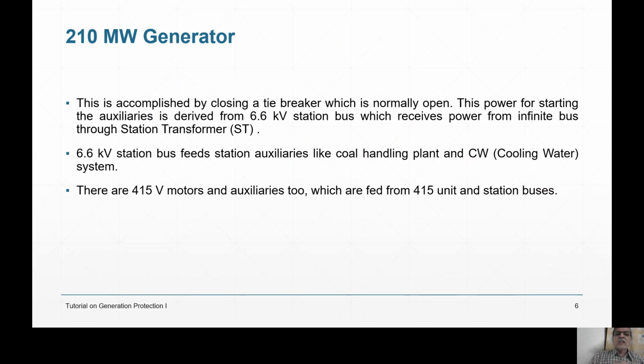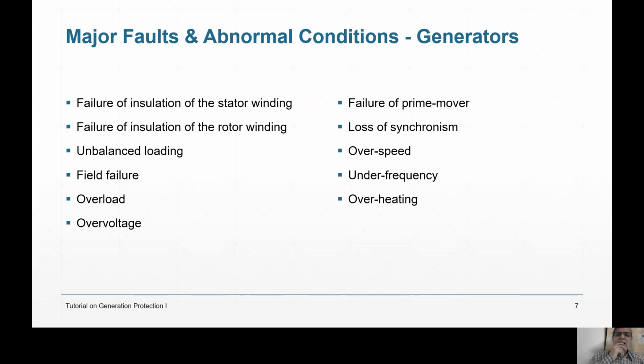This is accomplished by closing a tiebreaker. That's what I told. And the 6.6 kV station bus feeds station auxiliaries like the coal handling plant and CW system. That I told. And there are 415-volt motors and auxiliaries too, which are fed from 415-volt unit and station buses. All what I told. So with that, we see the major faults and abnormal conditions in the generators. What are the major faults? Failure of insulation of stator winding.